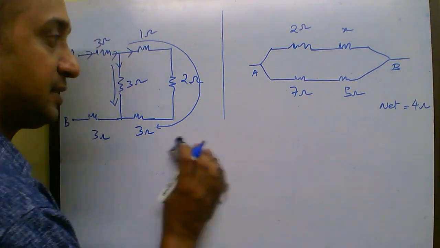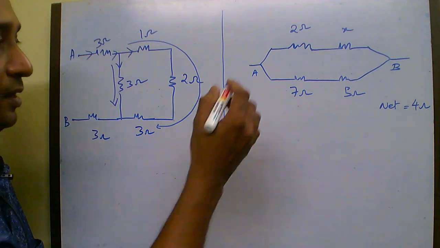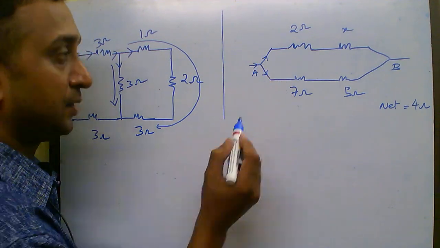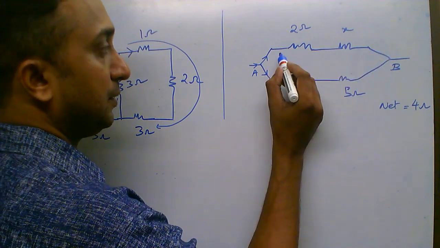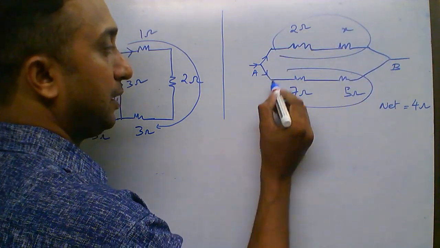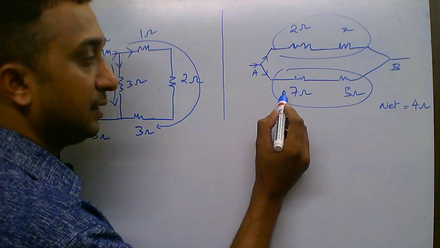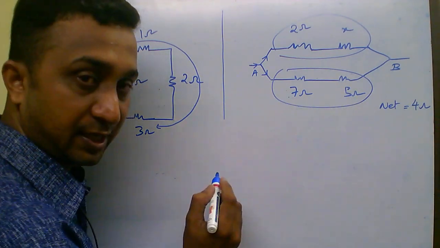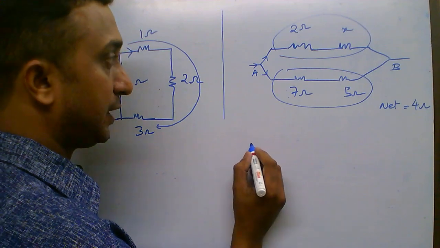Now let us see this problem also. Here you can see the current reaches here, gets divided into two paths. So obviously this path and this path are parallel to each other, and this 7 ohm is back to back with 5 ohm, so these are in series. So first you solve that.